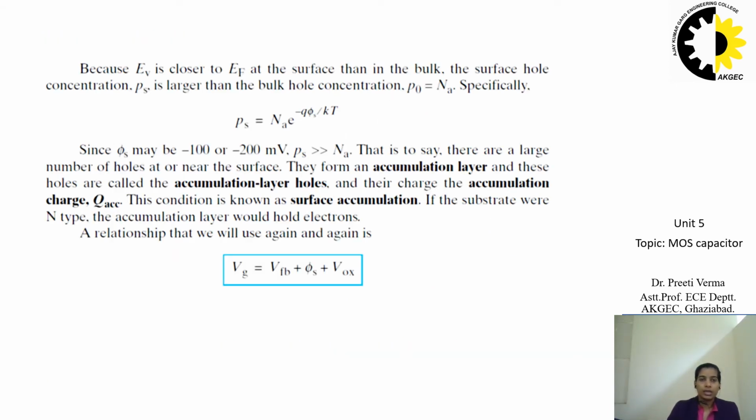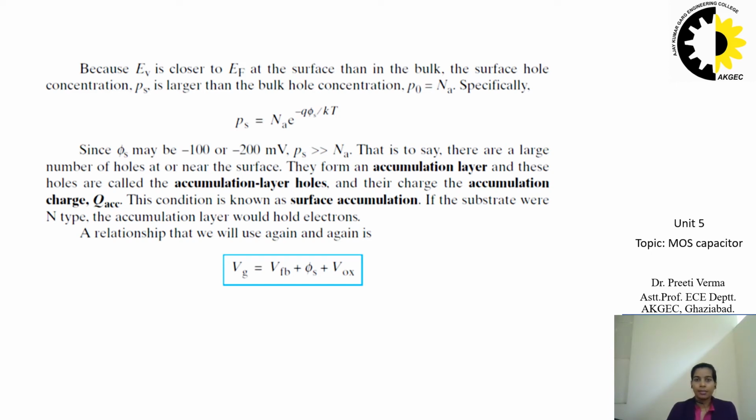Because Ev, that is the valence band energy, is closer to Ef, that is the Fermi energy level, at the surface than in the bulk, the surface hole concentration Ps is larger than the bulk hole concentration P0, which is equal to Na.